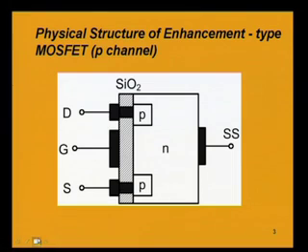Now, before going to the depletion type of MOSFET, in order to complete the enhancement type MOSFET, we will be considering the P channel enhancement type MOSFET, because till now we have discussed the N channel enhancement type MOSFET. It is enhancement type MOSFET, but we are considering the N channel type. Now, what will the physical structure be like for the P channel enhancement type MOSFET?